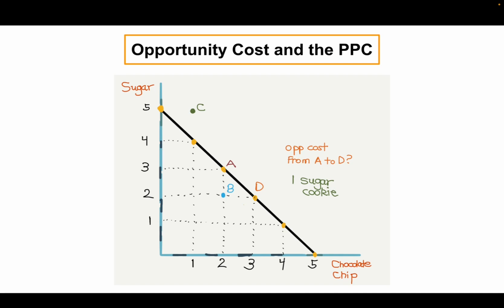So if I go, for example, from this point here, which is at 5 sugar, 0 chocolate chip, down to 4 sugar, 1 chocolate chip, I give up one sugar cookie. If I move down again, I give up one sugar cookie, and so on and so on and so on. And so that's the idea of constant opportunity cost. The opportunity cost is always the same when you move from one point to the next point.